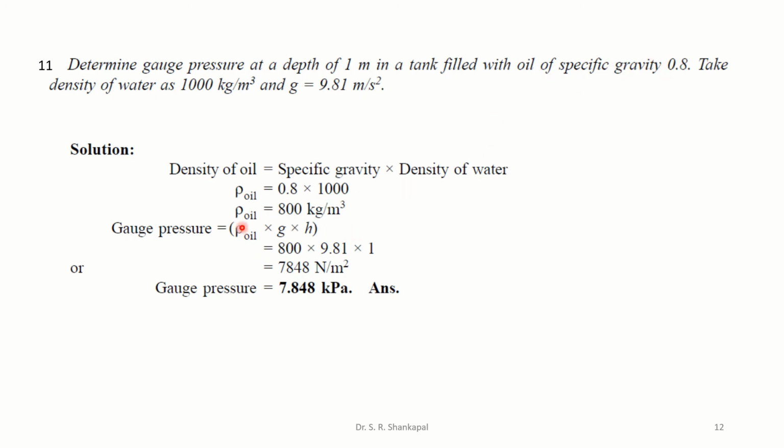Here I have to get the density of the oil. They have given the specific gravity. Density of oil by density of water is what we call specific gravity. So density of oil is specific gravity into density of water. Specific gravity is already given, and density of water is given as 1000 kg per meter cube, so you will get the density of oil. Substitute that value; g you know, h you know, and you will get the gauge pressure.